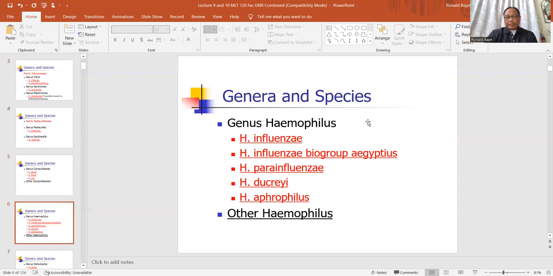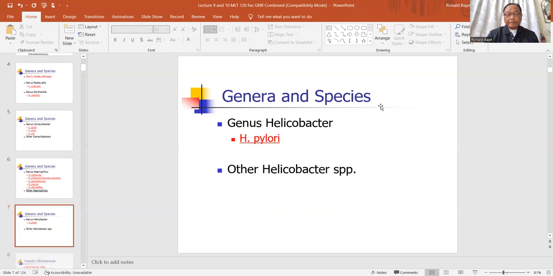Okay. I'm also going to be talking about Haemophilus. There are several Haemophilus species involved. Haemophilus influenzae, that's the main one. Haemophilus influenzae biogroup aegyptius, and that's another biogroup species that causes pink eye. Parainfluenzae is a lesser pathogen than Haemophilus influenzae. H. ducreyi, Haemophilus ducreyi, that's the sexually transmitted Haemophilus species. I'll talk about that later on. And then finally, Haemophilus aphrophilus. And then there are other Haemophilus species that I'll also mention.